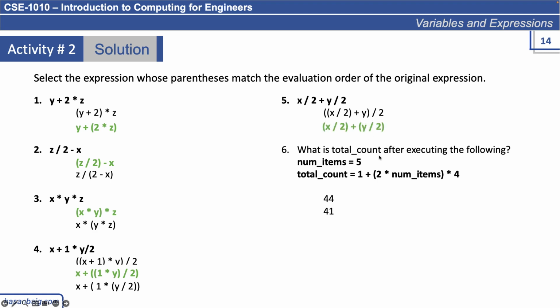So what is the total count after executing the following? So num items equals 5. So here you can see the parentheses are there. The parentheses have the higher precedence. So 5 times 2 will be evaluated first, which would make the intermediate result 10. 10 times 4 will be evaluated then, because multiplication has the higher precedence over plus. So 10 times 4 becomes 40, and then 40 plus 1 is 42. Okay, sorry, 41.